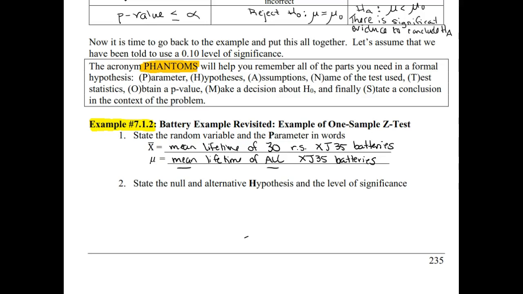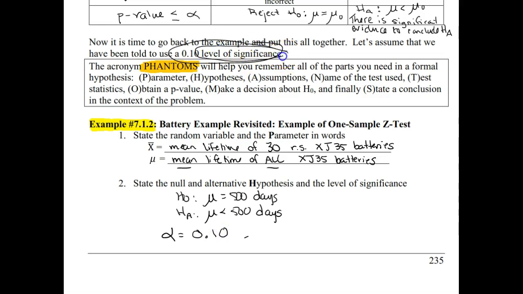All right, our next letter is H for hypotheses, so we're going to set up the null and alternative hypotheses that we had earlier. They claim mu is 500 days. We believe mu is less than 500 days. So we're going to test this hypothesis, and as our cutoff for unusual values, we were told up here to use a 0.10 level of significance. So alpha is 0.10. Again, level of significance, that is alpha.